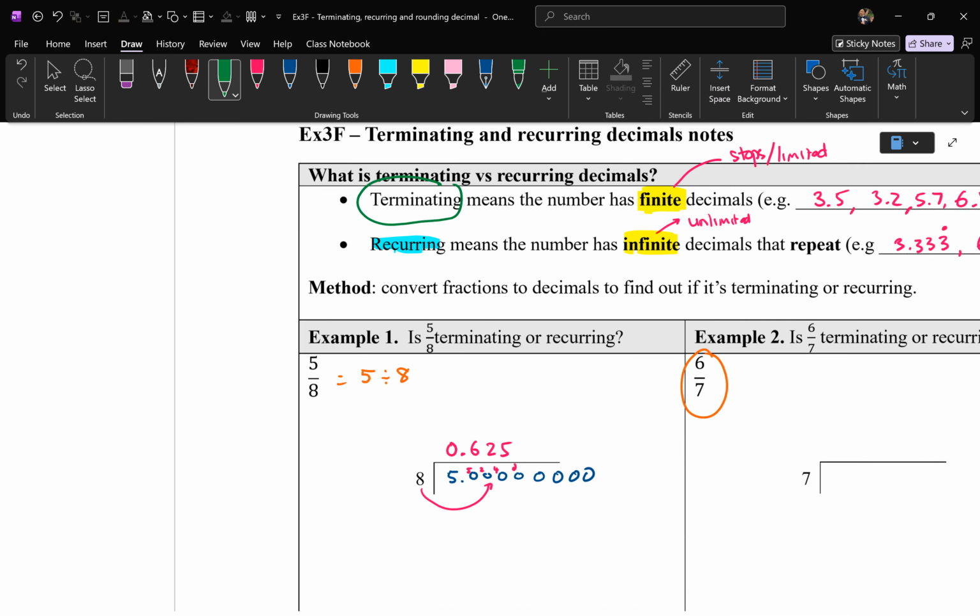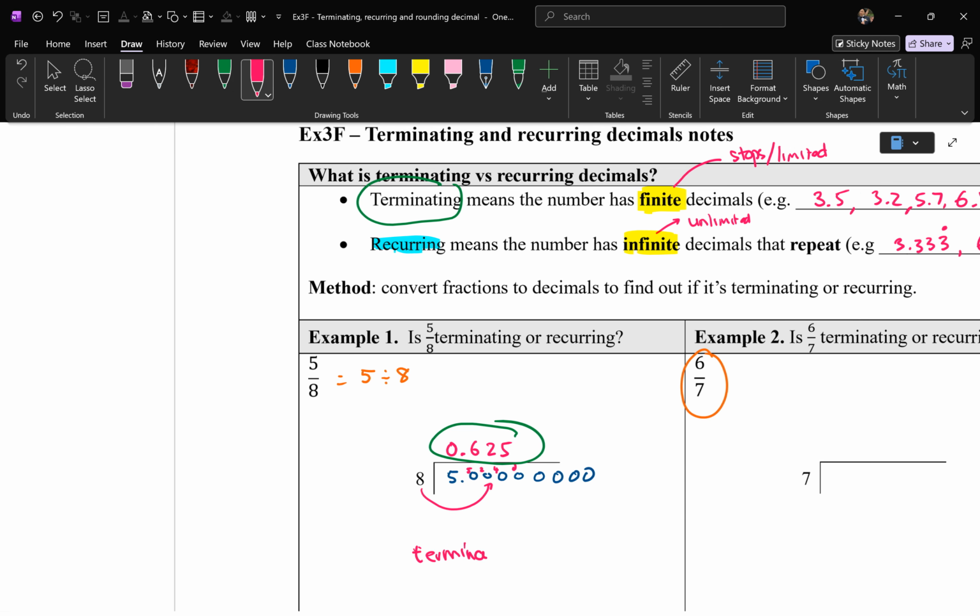Just looking at your notes, terminating is when it's finite. Finite means when it stops. Make sure those are in your notes. Recurring means it repeats, so it keeps going. In our case, it's not repeating. It stops at 0.625. So the answer is terminating. Very good. Write that down.